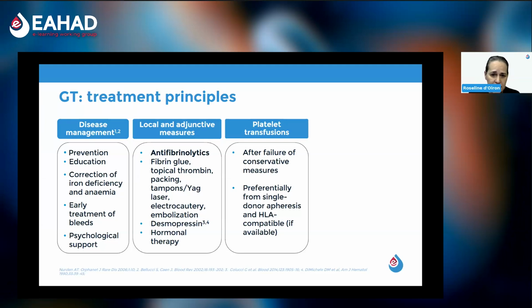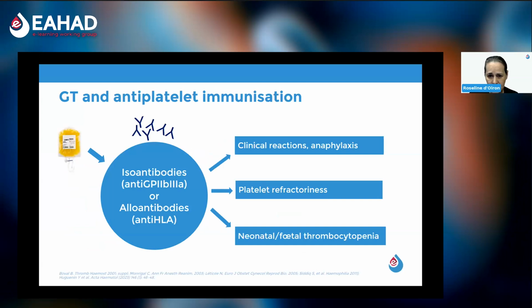Because these situations might be repeated in life with the repetition of the bleeding episodes, it is important to try to prevent immunization against HLA antigens, and single donor apheresis platelets are often preferred when they are available and if it is easy to get them, which is not always the case.